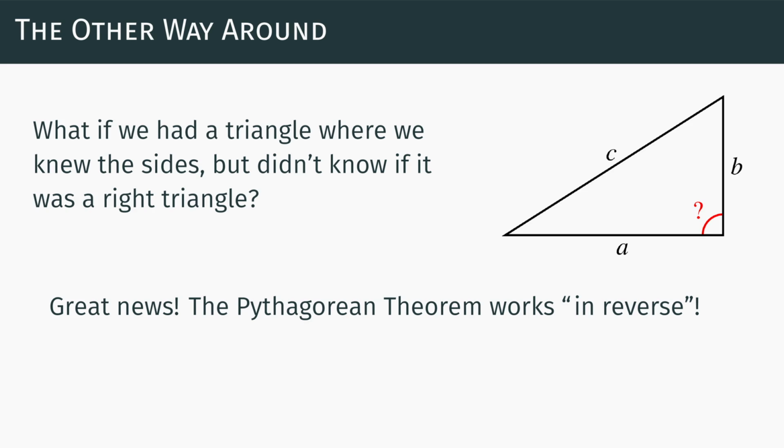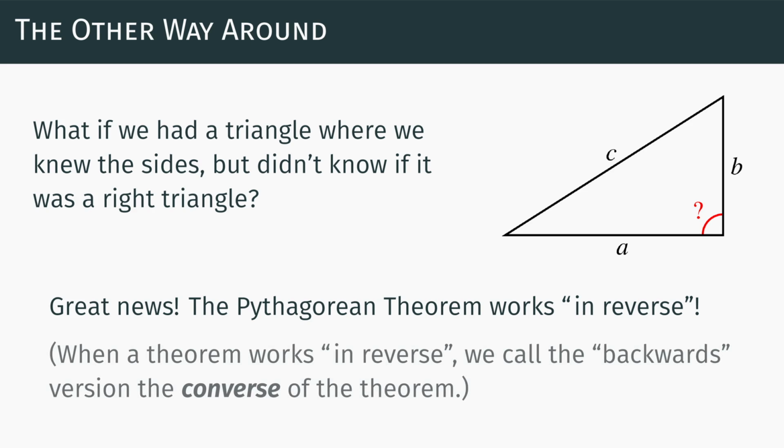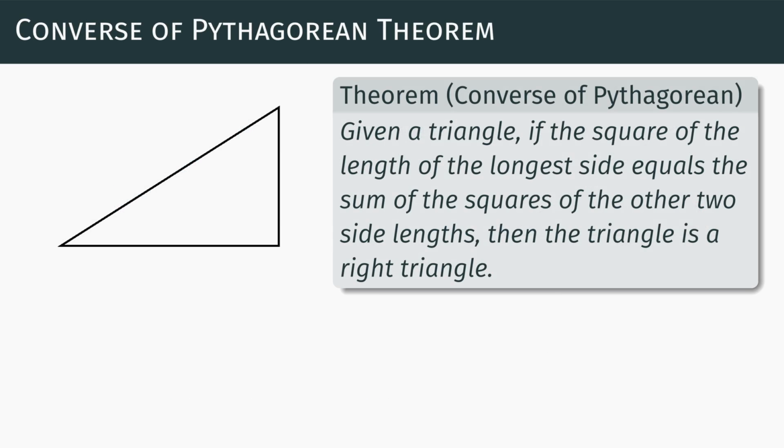And when a theorem works in reverse, or we can go this backwards way with it, we call that the converse of the theorem. So if you can ever take a theorem and go the other direction, the in reverse direction, it's called a converse. So the converse of the Pythagorean theorem, once again in that math textbook kind of writing: given a triangle, if the square of the length of the longest side equals the sum of the squares of the other two side lengths, then the triangle is a right triangle. So once again, let's try to decode that real quickly. We've got A, B, C, right? C for hypotenuse, A and B for the two legs.